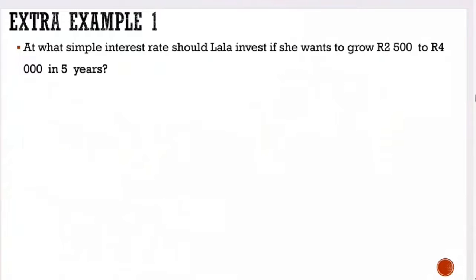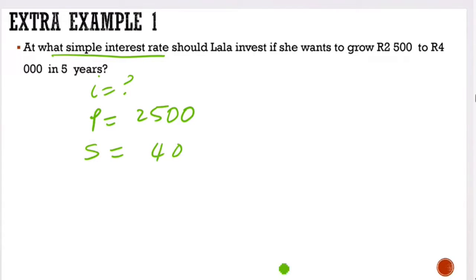Okay, so here is another example. You are asked at what simple interest rate should Lala invest if she wants to grow 2,500 to 4,000. This one I think is straightforward. You are asked to calculate the simple interest rate, and it's simple interest, so you need the formula for simple interest. For Lala, to grow from 2,500 means that is your principal value of 2,500, and then 4,000 is your S.